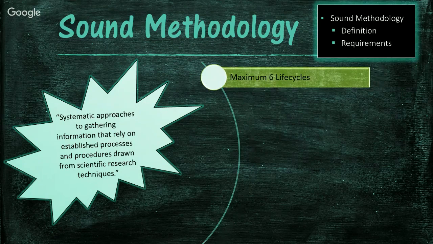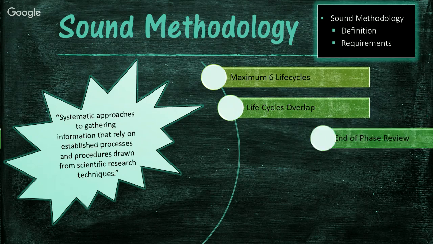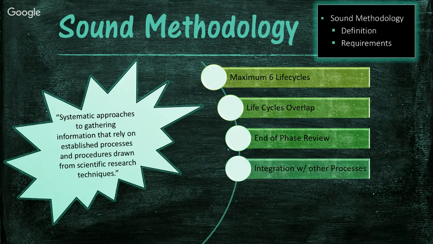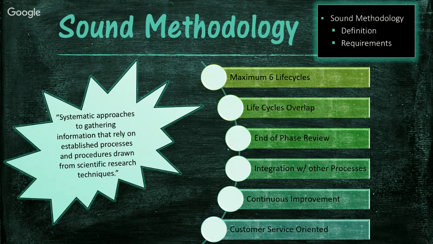The requirements for a sound methodology are: it must have a maximum life cycle of 6 phases. The life cycles must overlap. There must be a gate or end of phase review. It can be integrated with other processes. It strives for continuous improvement, and it's customer service oriented. Keeping this definition and requirements in mind, let's further examine our topic, Waterfall methodology.